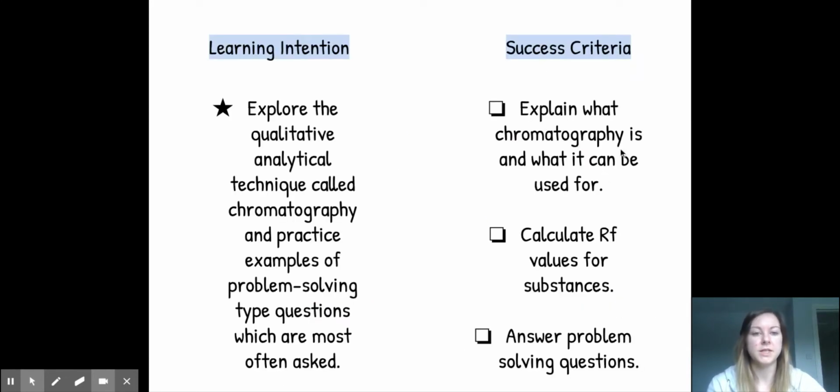So what we wanted to do today was be able to explain what chromatography is and what it can be used for. Hopefully this video was helpful in helping you achieve that. Calculating RF values for substances is very straightforward, and you are usually given the equation for this, so quite simple. Hopefully everybody can do that, and answer some problem solving questions. We will, of course, practice some more chromatography questions during the week once everybody has taken down the notes.